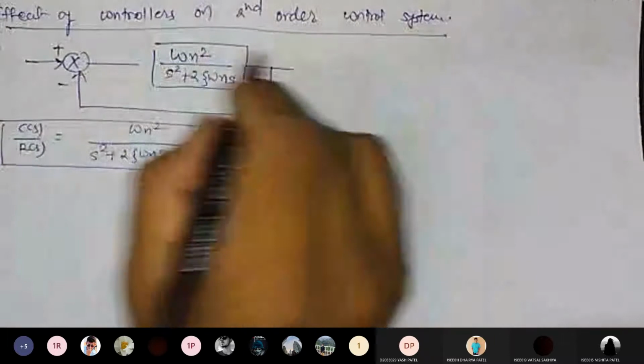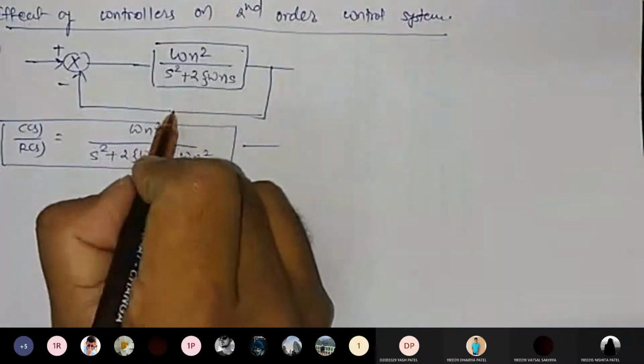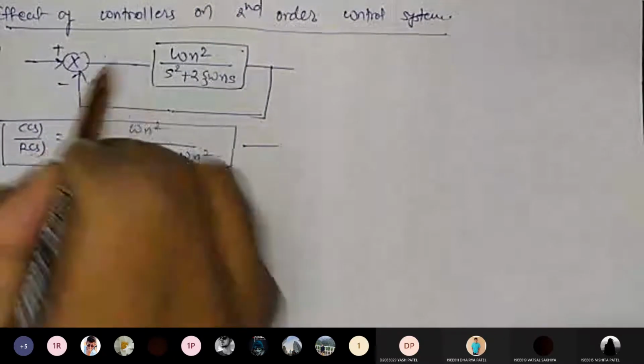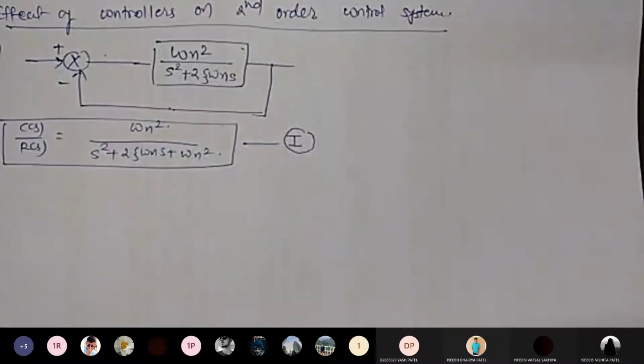Same system, it is without controller. This is G(s). H(s) is 1. It is unity feedback control system. We have not used controller. Okay, so I am taking this as system number 1.